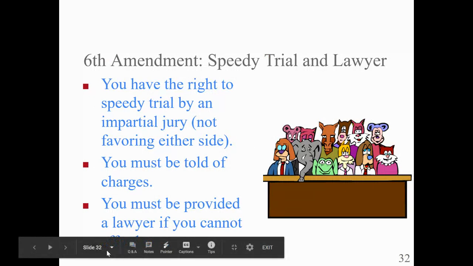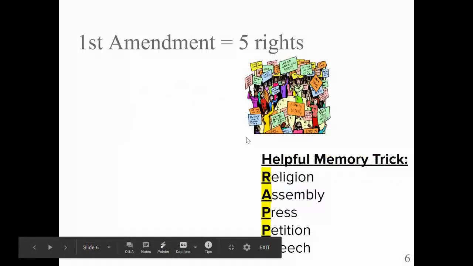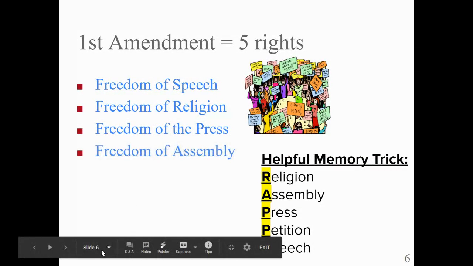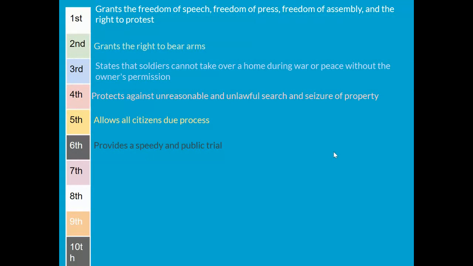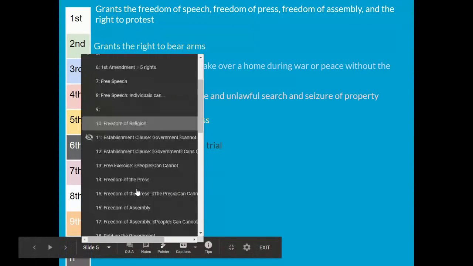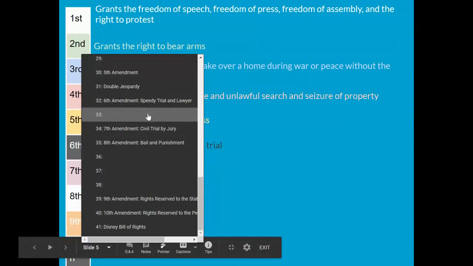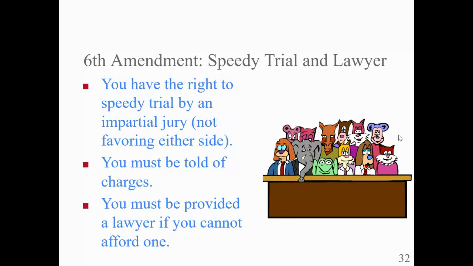All right, the Sixth Amendment. I'll scroll up so you can see what you need to. There we go. So on your slide, you can type in the Sixth Amendment provides a speedy and public trial. Okay, so you have the right to a speedy trial by an impartial jury.